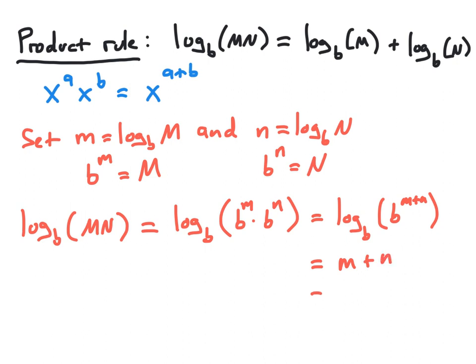And of course, going back to what lowercase m and lowercase n represent, lowercase m is the log base b of capital M, and lowercase n is the log base b of capital N. And now comparing the first and last terms in this chain of equations, we see that we get exactly the product rule mentioned at the top of the screen.